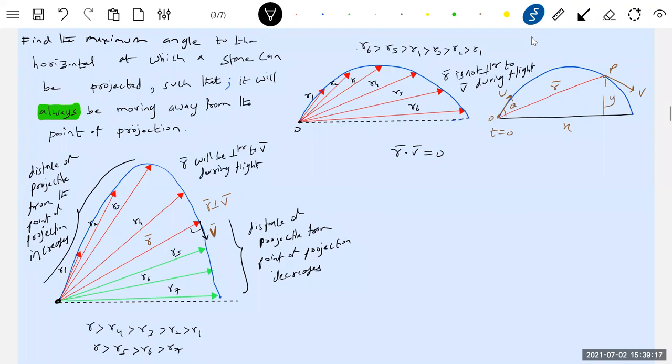So what is R bar? We'll define it: x i cap plus y j cap, dot u cos theta i cap. Later on I'll expand it. It will become equal to 0. So i dot i, based on that, x vx plus y vy equal to 0. Or this will become x by y is equal to vy by vx.